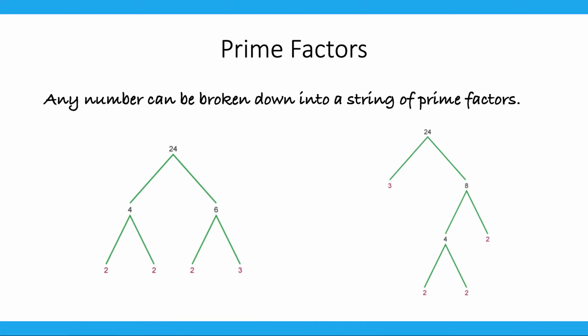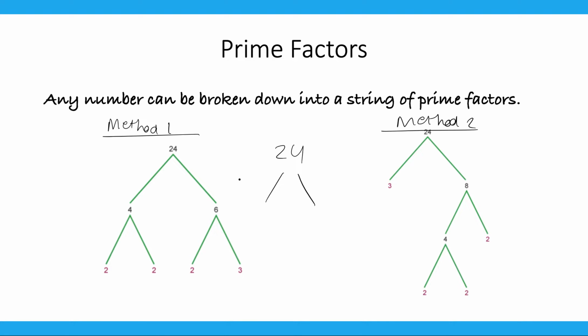Now moving on to prime factors. Any number can be broken down into a string of prime factors. So let's say 24 over here. We have two ways of calculating the prime factors of 24. Let's call this method 1 and method 2. Method 1, both of them are the same. So both of them split 24 into two sets of numbers.